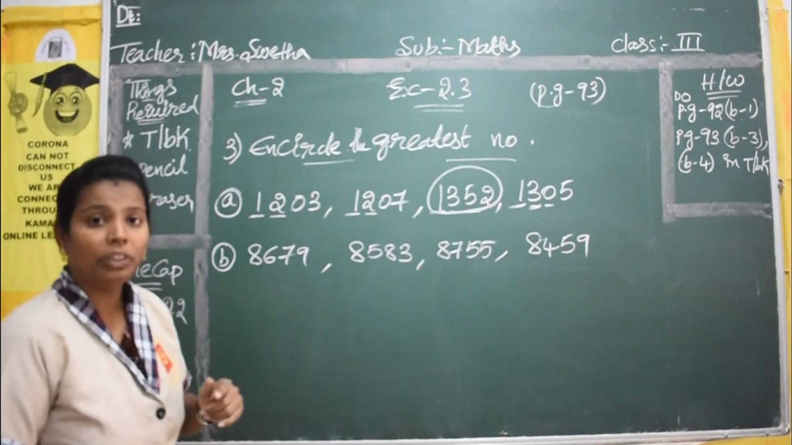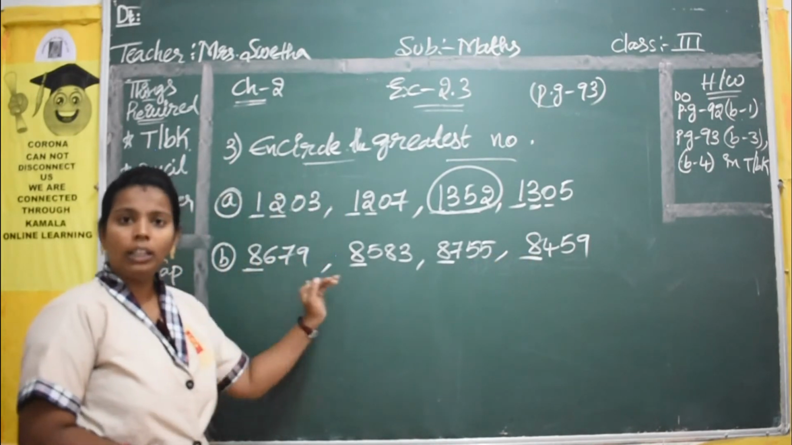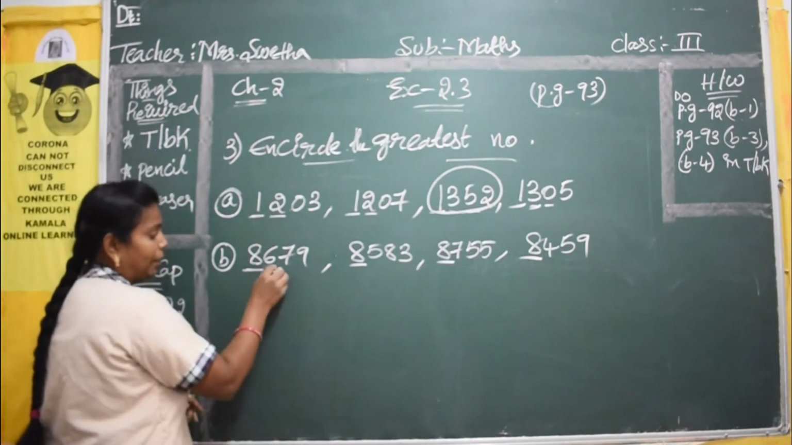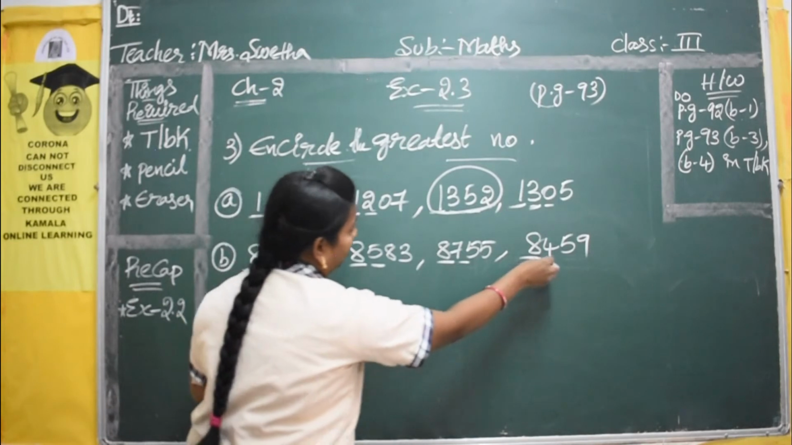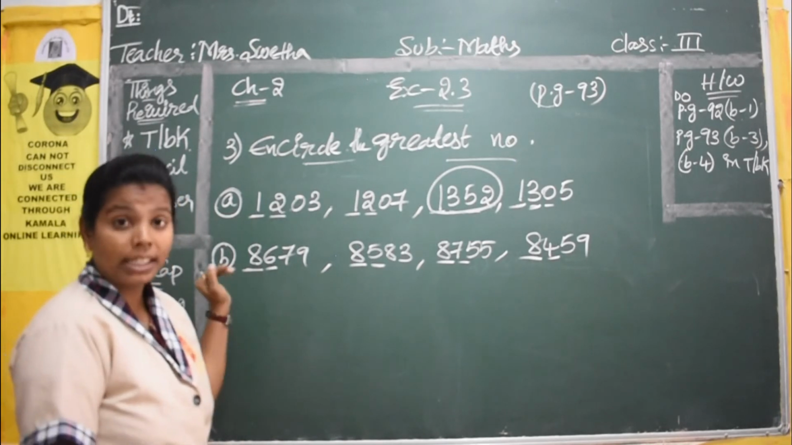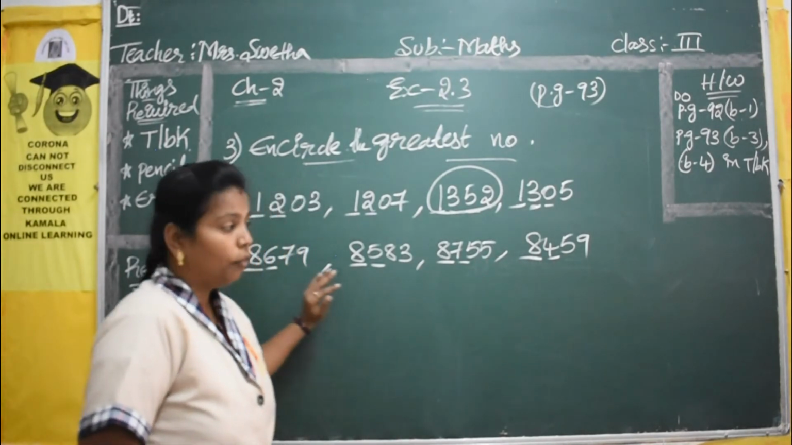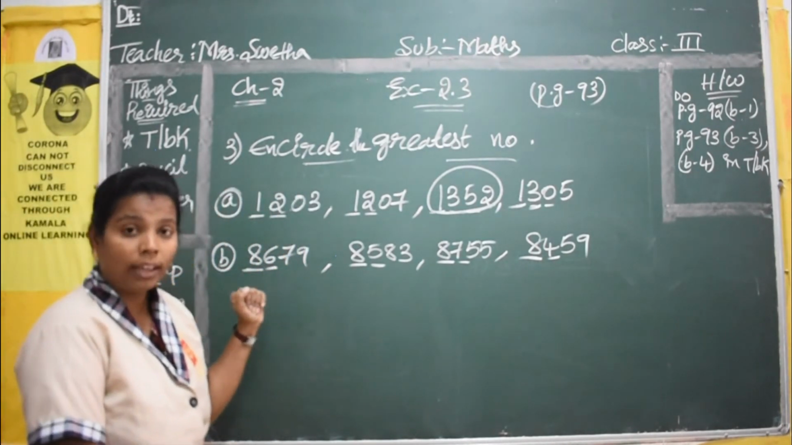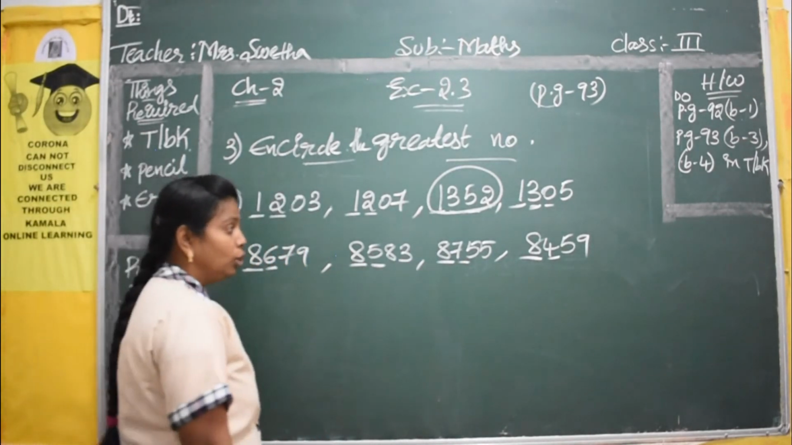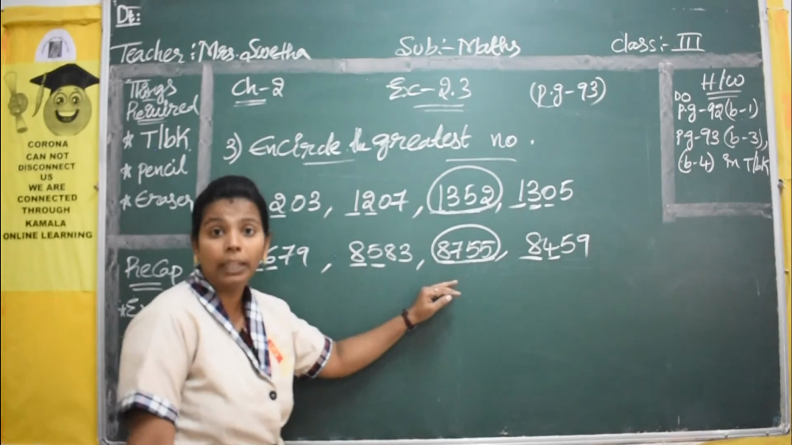So now we will check by individual number. See here 8, 8, 8, 8. All 4 sets have the first digit as 8, so we cannot find the greatest number. So go to the next number. 6, 5, 7, 4. Yes, I think you have understood the way, you have recognized which is the greatest number. From all these numbers, which is the greatest one? Yes, number 7 is the bigger number. So this complete number will become the greatest number, so you have to circle that complete number.